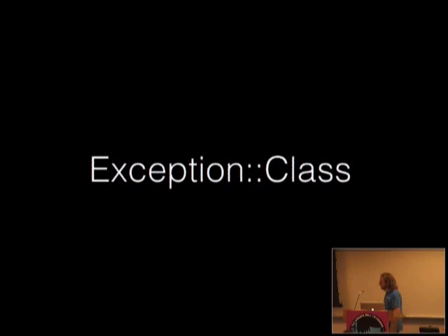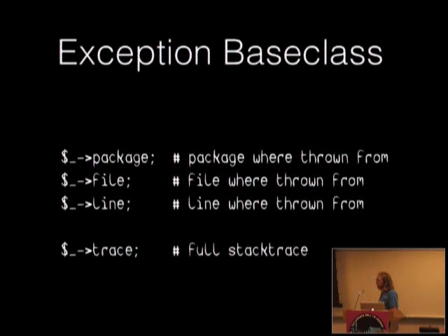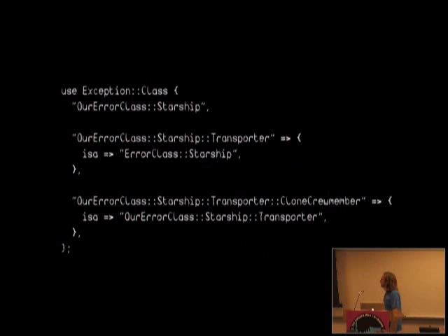Let's talk about Exception::Class. Now, we wrote our own exception base class. That's probably not the best solution. It's important to understand how it's done, but you probably shouldn't go off and write one. What you should do is use something like Exception::Class. That gives you access to a lot of useful methods in it. So packages, files, line numbers, you can get a stack trace out of it, and it gives you a better exception declaration syntax, where I want to have a starship exception. I want to create a transporter exception and make it a subclass of it.